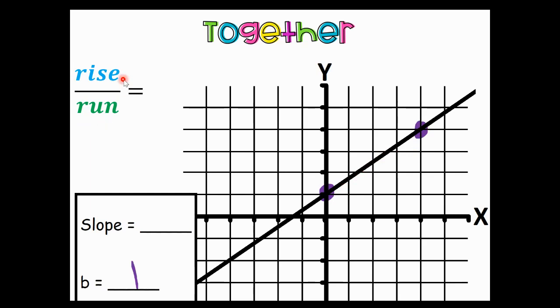And again, we're going to use our rise over run to write our fraction. So we're going to count how many boxes we need to go up. 1, 2, 3. So 3 is going to go on the top of the fraction. And then how far do we have to run over? 1, 2, 3, 4. We ran over 4. So here's our slope, 3 out of 4.